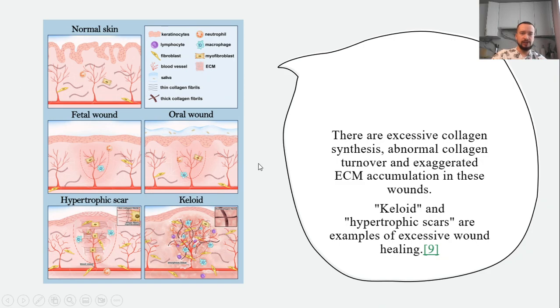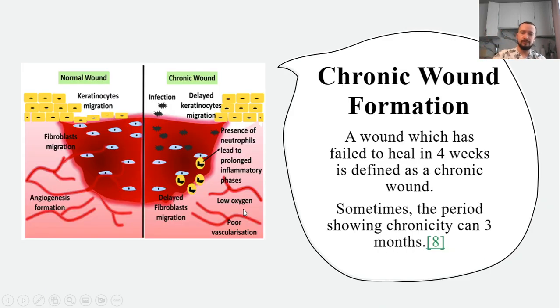And I like this picture because there we see normal skin, we see the fetal wound, we see the oral wound, and it looks like a fetal wound. But we have myofibroblasts. And you see the difference between hypertrophic scar and keloid scar: in keloid we have more lymphocytes, and this is the reason why we have this problem. And there we see more blood vessels, and this is the second reason why keloid is so big.